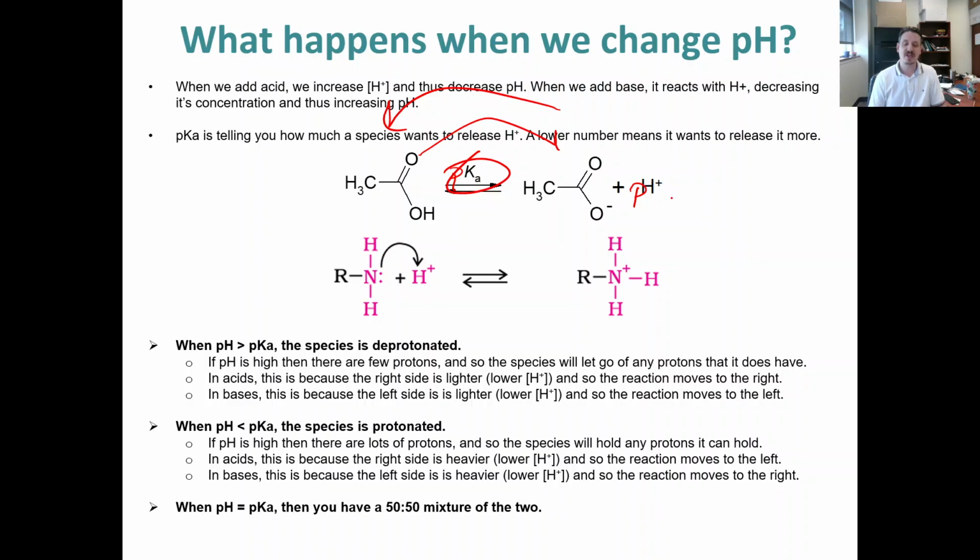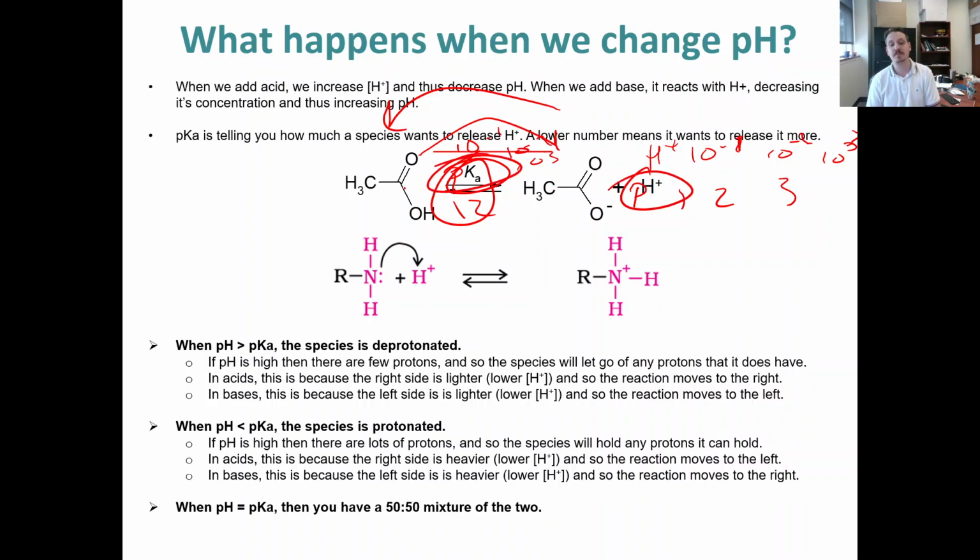If we increase this by 1, 2, 3, this is going to take note in factors of 1, 2, 3. Whereas if it was H+, it would be by 10 to the 1, 10 to the 2, 10 to the 3, whatever. We always express it as pH. So we're always going to express this as pKa, which makes it easier to work with.